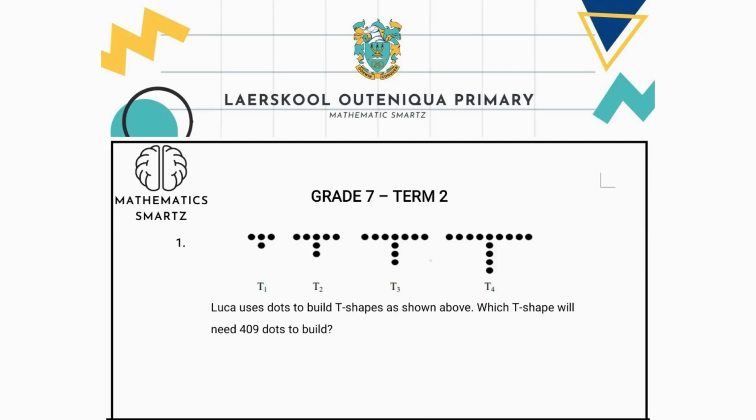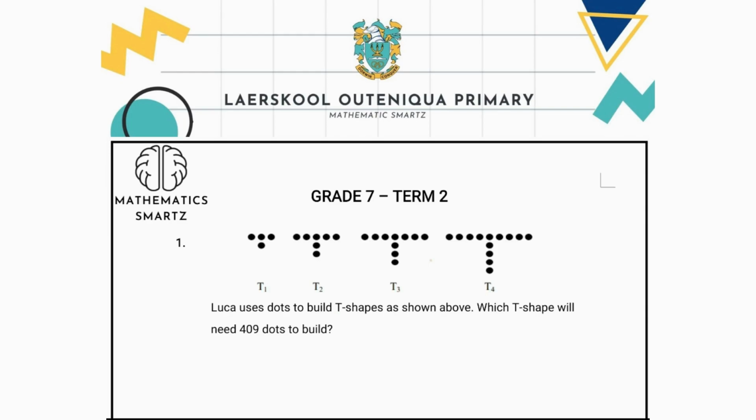So let's take a look at the first question for grade 7, term 2. Luca uses dots to build T-shapes as shown above. Which T-shape will need 409 dots to build? Well, firstly, I need to figure out how many dots are in each T-shape.